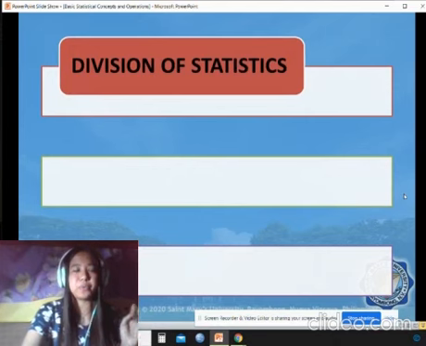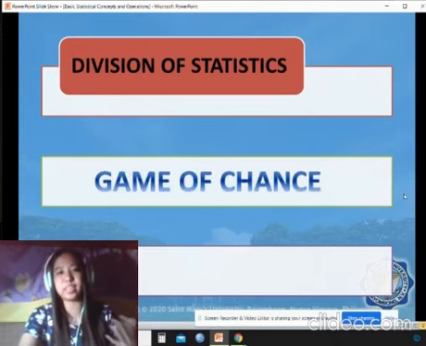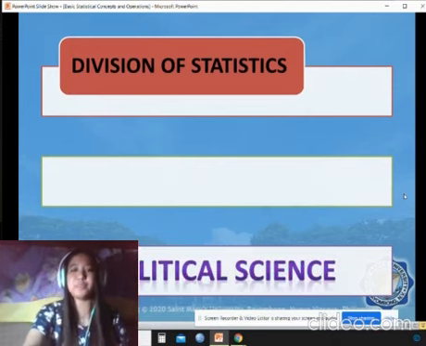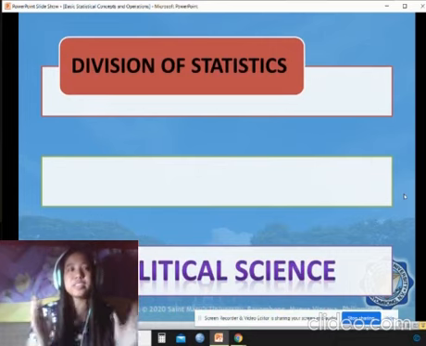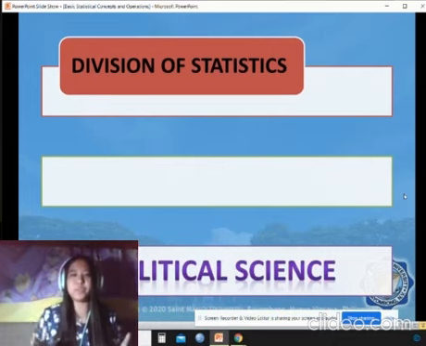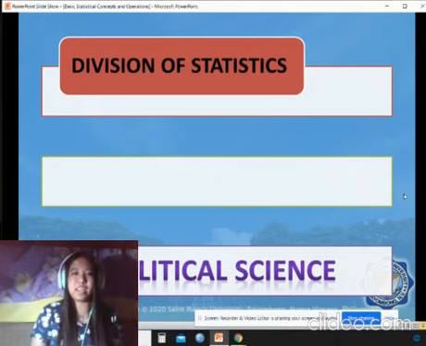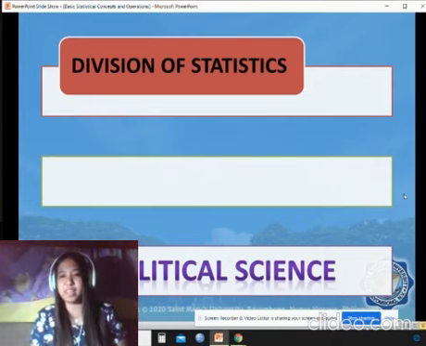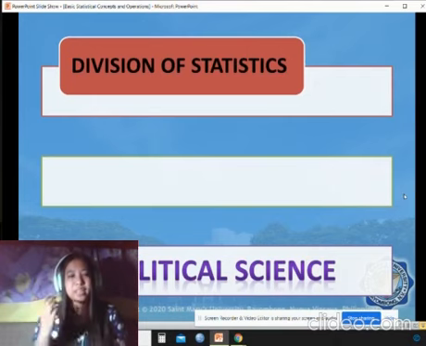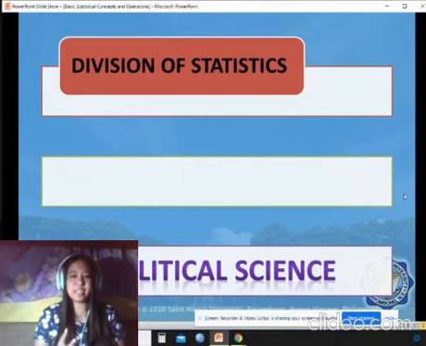Now let's move to the divisions of statistics. I have here two phrases. The first one is the game of chance and the other one is political science. These two phrases have something to do with why we have descriptive statistics and inferential statistics. So the first is political science. What can you say about political science?